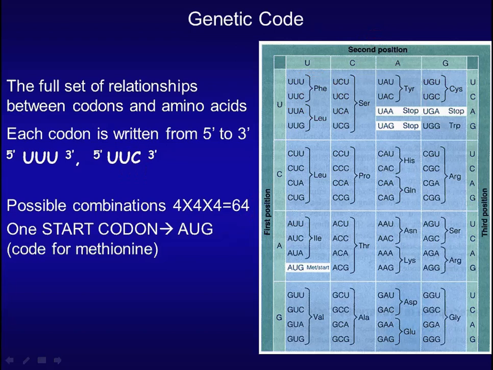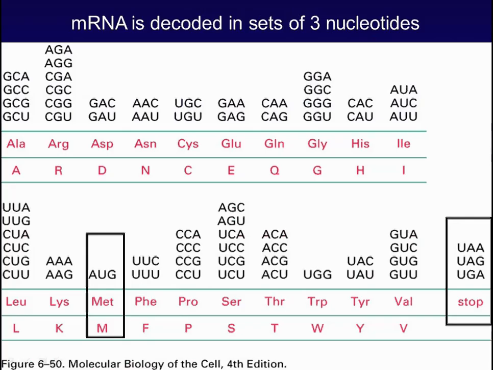3 nucleotides, each having 4 choices. The possible combinations are 64, but we have only 20 amino acids. Therefore, there must exist several codons that code for the same amino acid. Indeed, except methionine and tryptophan, all other amino acids have more than 1 codon. In addition, there are 3 stop codons, signal for end of translation.